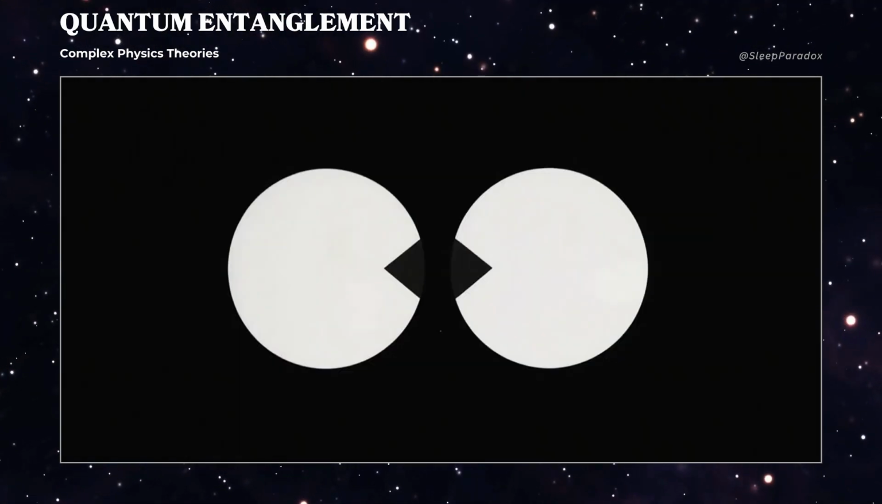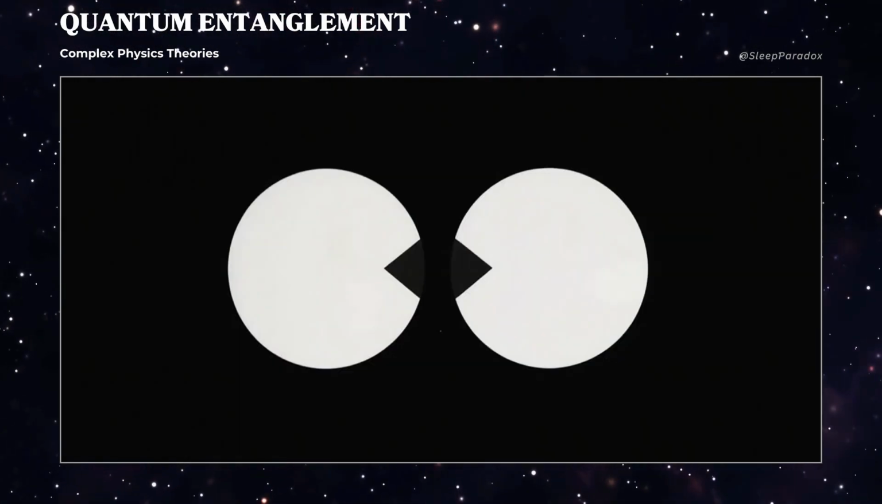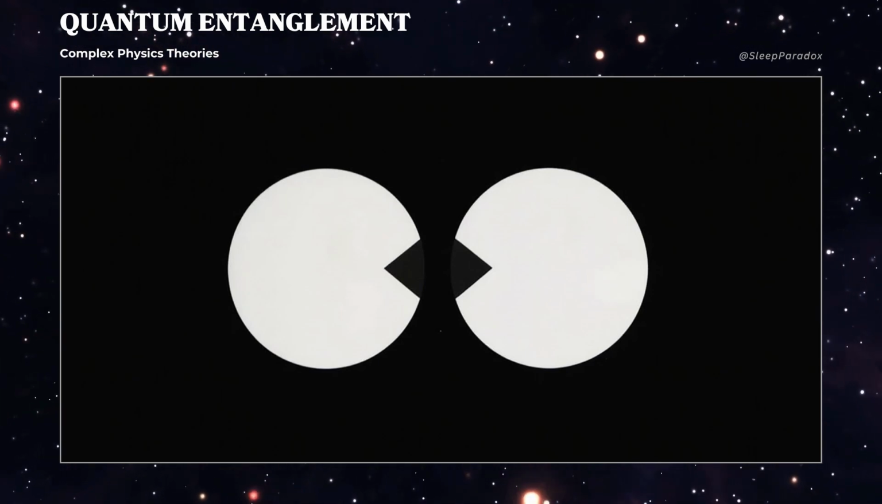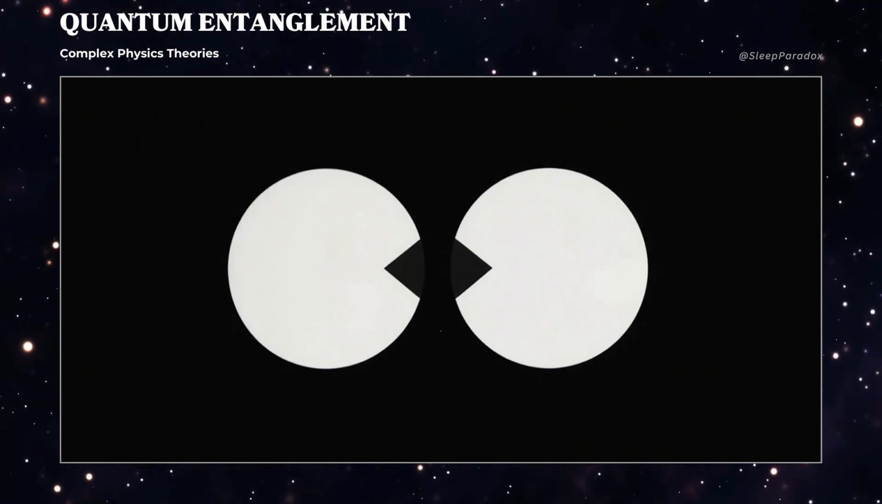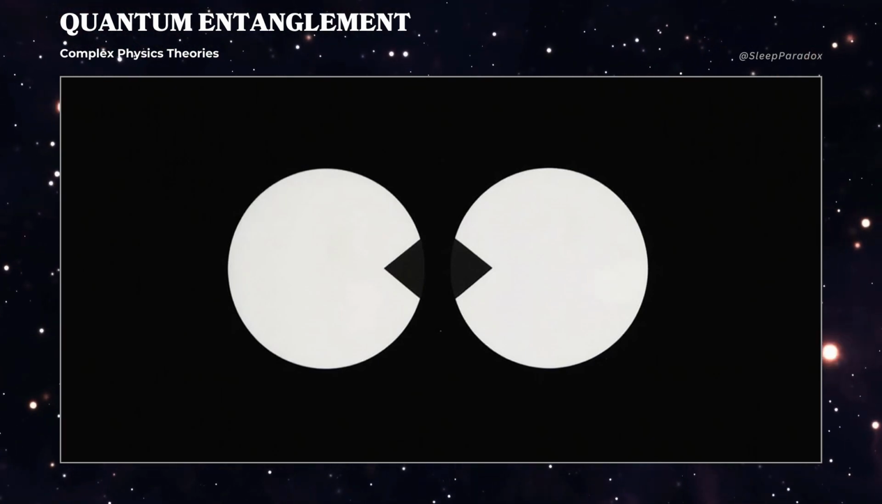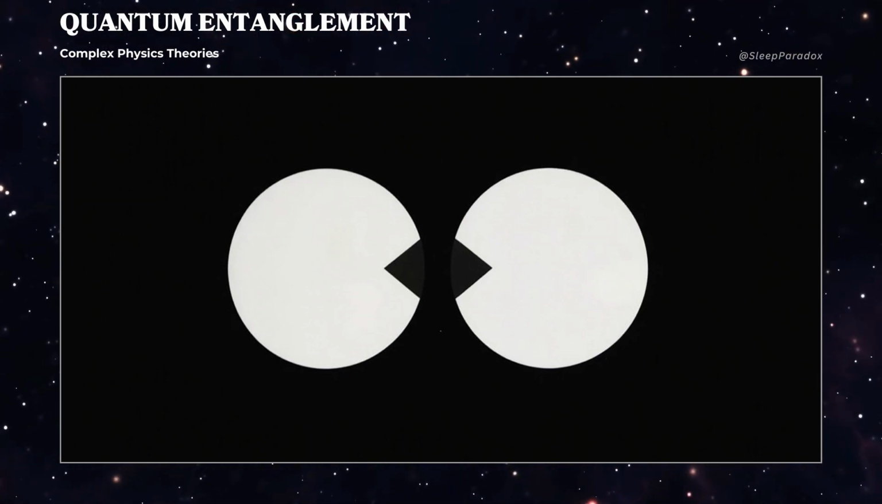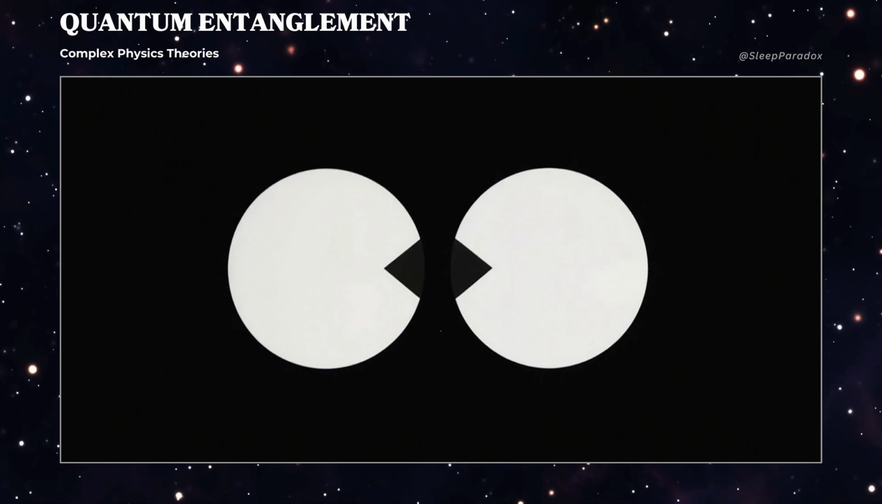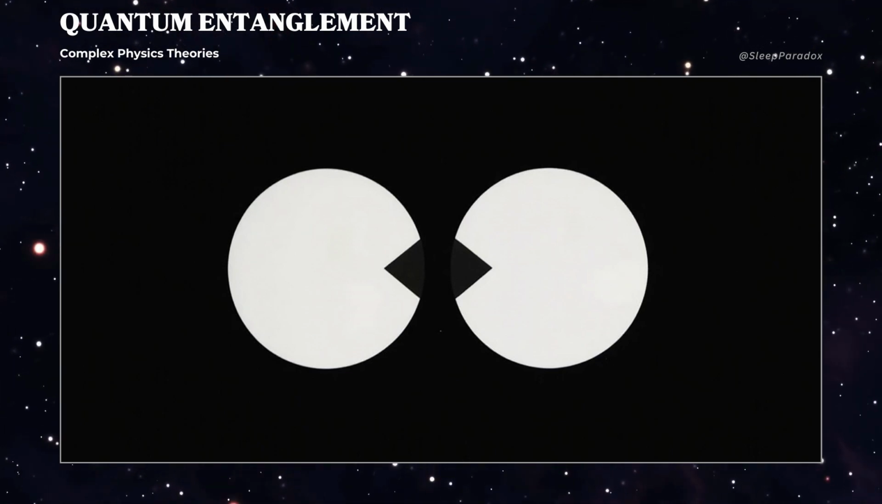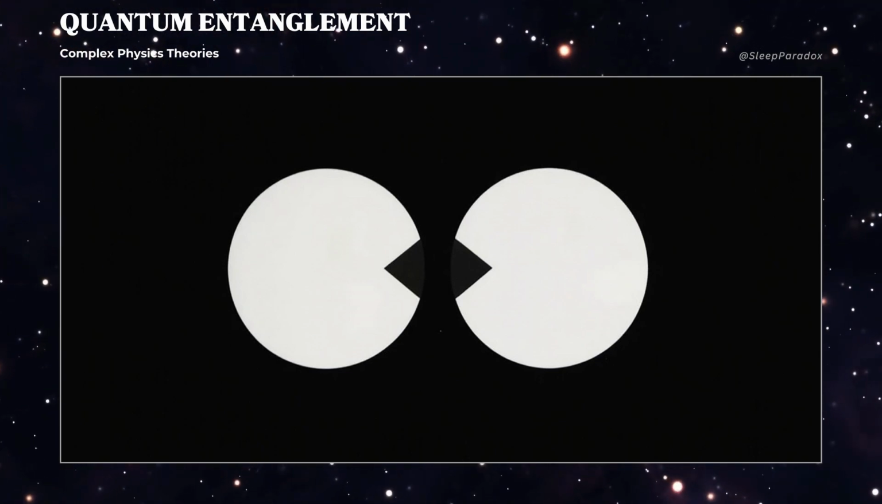Quantum entanglement. Quantum entanglement is one of the most fascinating and puzzling phenomena in all of physics. It describes a situation where two or more particles become linked in such a way that the state of one particle is directly connected to the state of another, even if they are separated by vast distances.